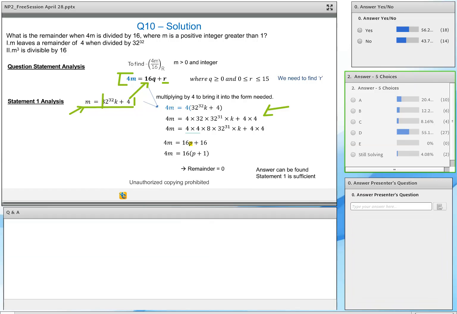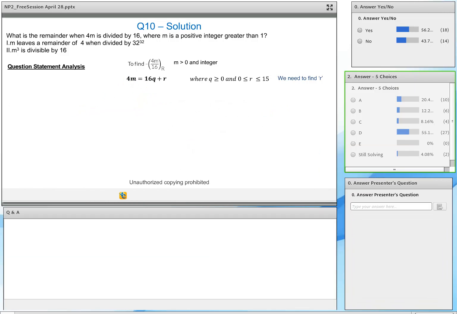All right, so now let's move on to statement number 2. Now, statement 2 is a bit more complicated statement. So here again, you have to be very patient. You have to make certain observations. What it says is that m cube is divisible by 16. Now, if m cube is divisible by 16, what can I say about the even odd nature of m cube?